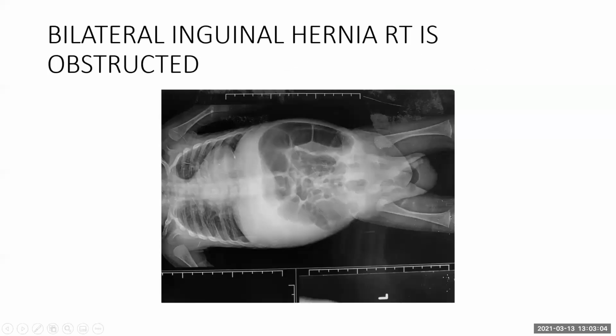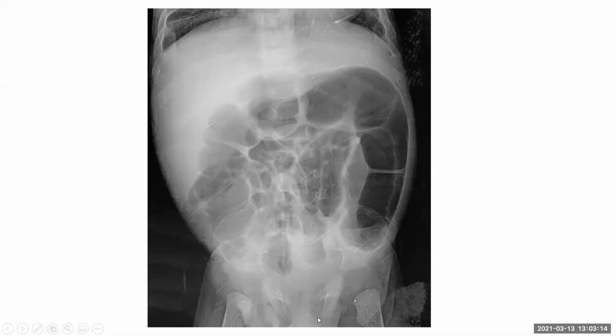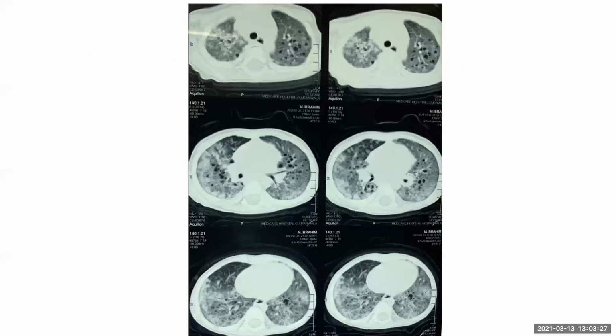Sorry about this one, how it went upside down. But you can see the herniating bowel, and it is bilateral. You see over here also, there is this lucency overlying the left side also. So this was bilateral inguinal hernia, but of course the right one was obstructing and causing strangulated hernia. Thank you, ma'am. Thank you very much.